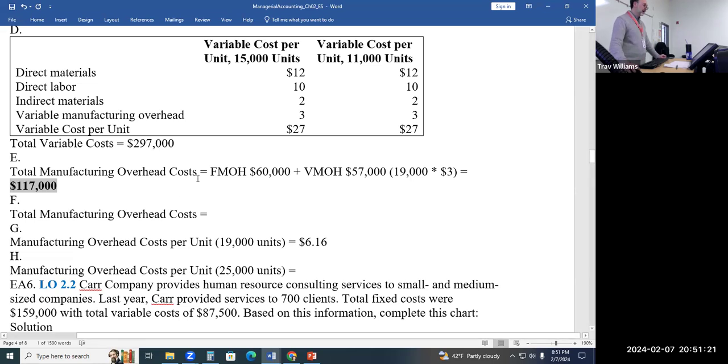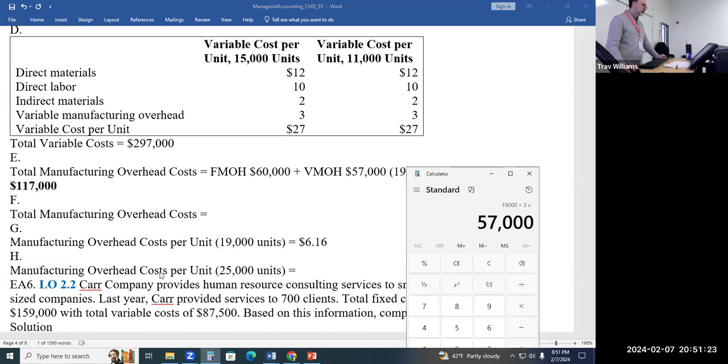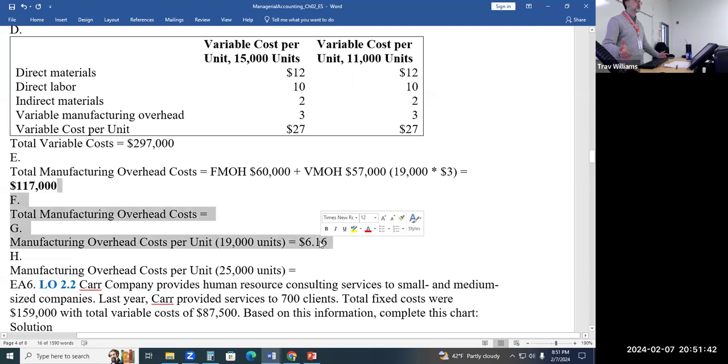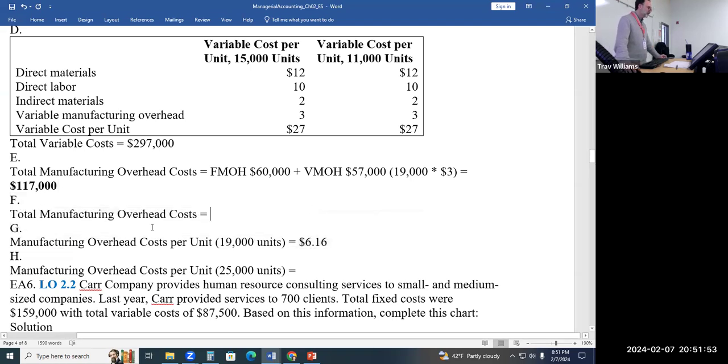And if we wanted to double check what I already calculated here for G, we could take that 117,000, that's our total manufacturing overhead cost, right? For 19,000 units. And if we divide that by 19,000 units, we get $6.16 per unit. Okay. So we can confirm that that is the right answer. Now that you're all totally confused, let's try F.